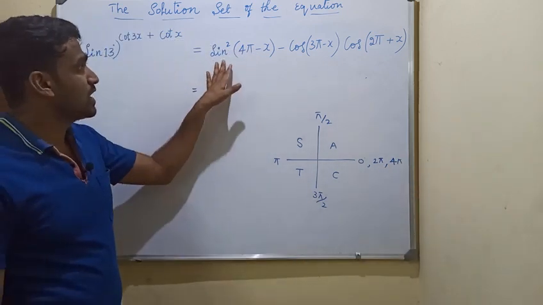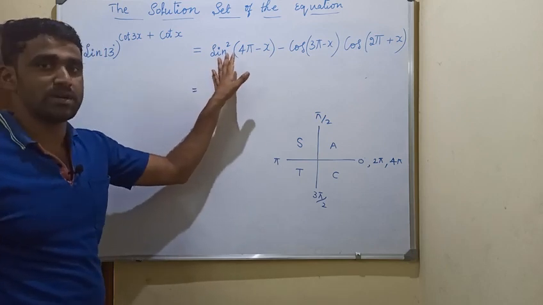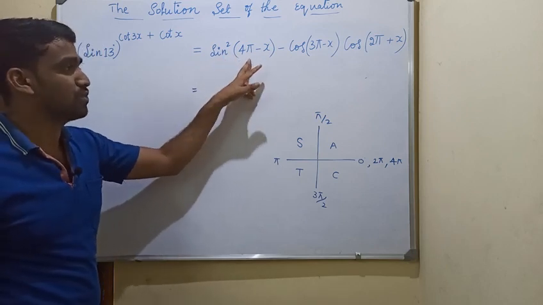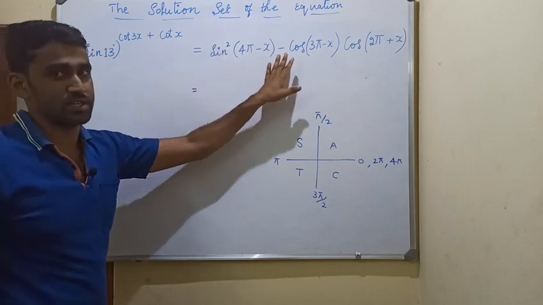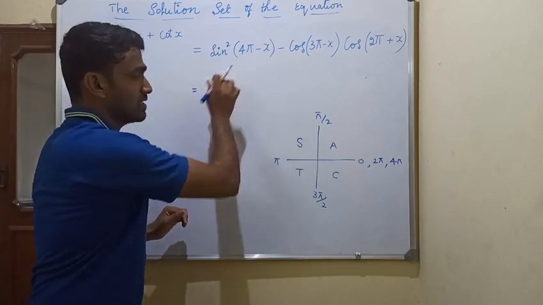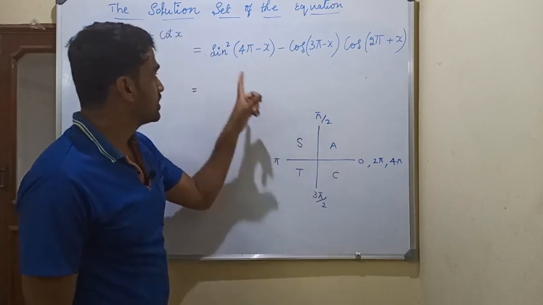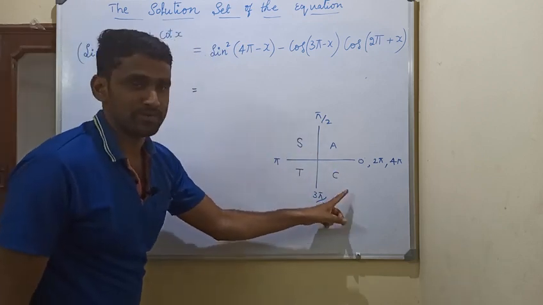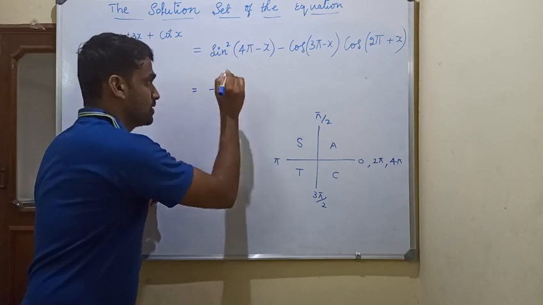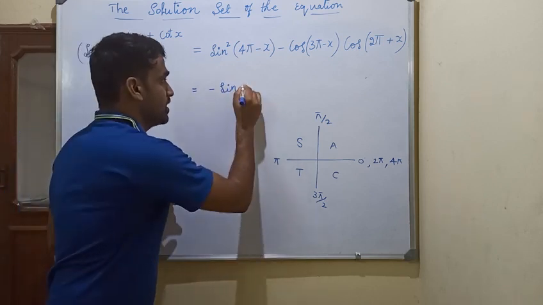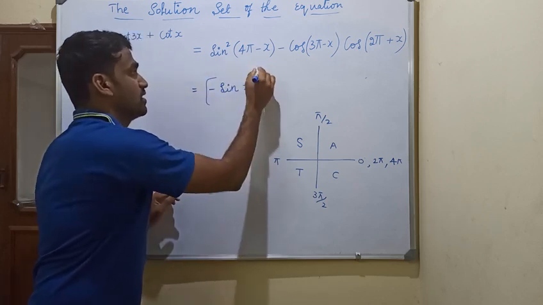Now, what is sin²(4π − x)? This can be written as (sin(4π − x))². Now, what is sin(4π − x)? This 4π − x comes in the fourth quadrant. In the fourth quadrant, sin is negative, which means −sin x. We have the square outside.